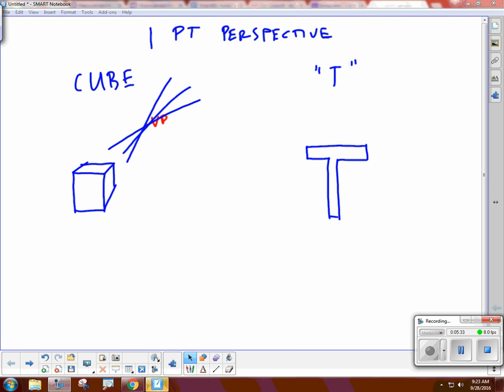So T is a little bit more complicated because you got more corners to deal with. But remember, I'm not asking you to do any hidden lines, so you kind of have to just use your head when you're doing this. I'm going to put the vanishing point over here. Remember, it's kind of arbitrary for our drawings. If you were doing this for real, you'd put the vanishing point on the horizon.